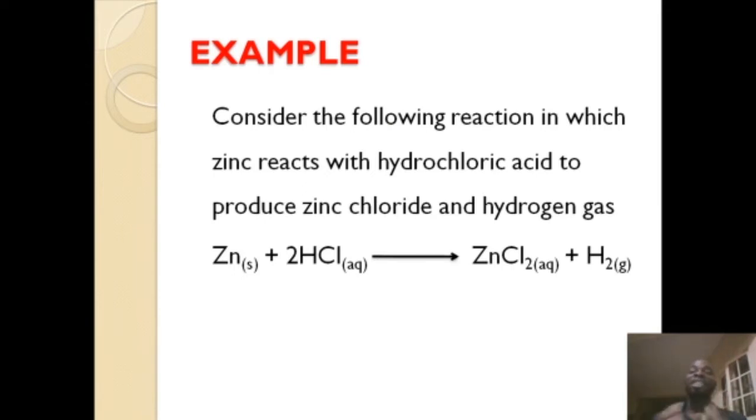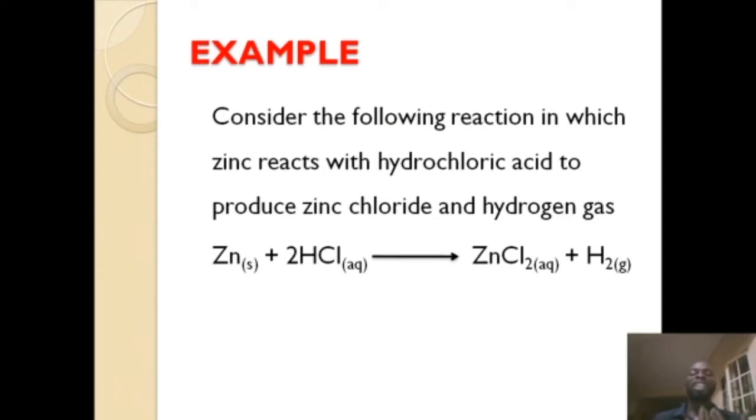Zinc readily replaces hydrogen from its compounds. So look at the equation on the board. Zn solid plus 2HCl aqueous reacting to give us ZnCl2 plus H2. So we have zinc plus hydrochloric acid reacting to give us zinc chloride plus hydrogen gas. Now, this is a typical equation of a reaction.